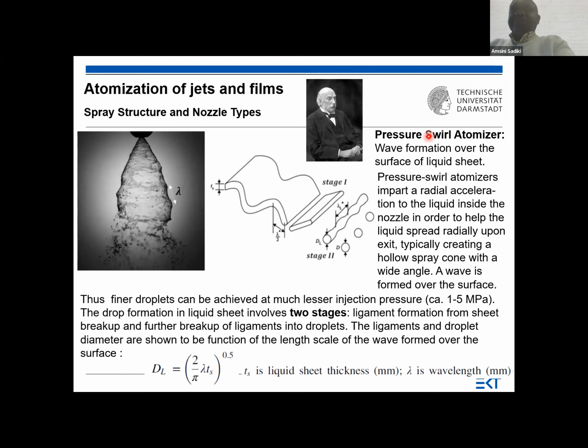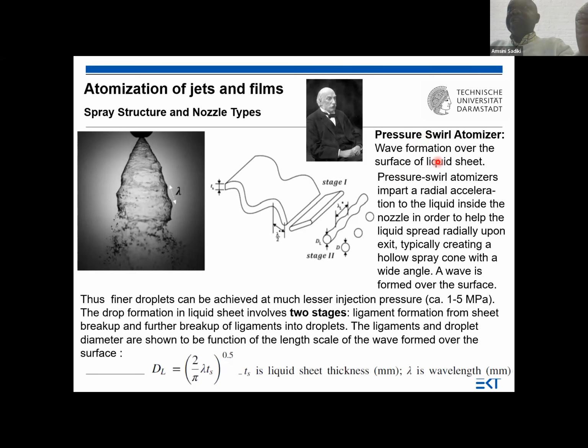So thank you. I welcome everybody. Yesterday we started with atomization of jets and film. Today we will continue by seeing some properties of spray structures and nozzle type. The first one, I think we started with the pressure atomizer, and today we will continue with the pressure swirl atomizer. We introduced both concepts yesterday.